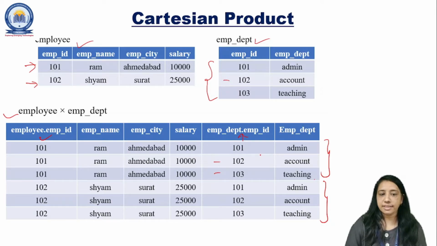Now you can see that previously we saw relational algebra operators that take only one relation as an input.